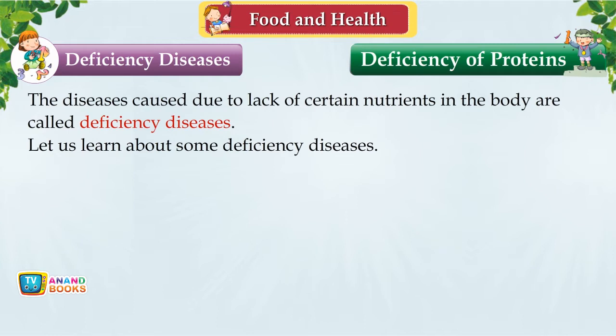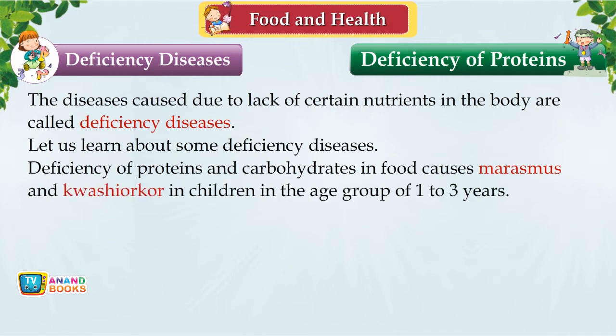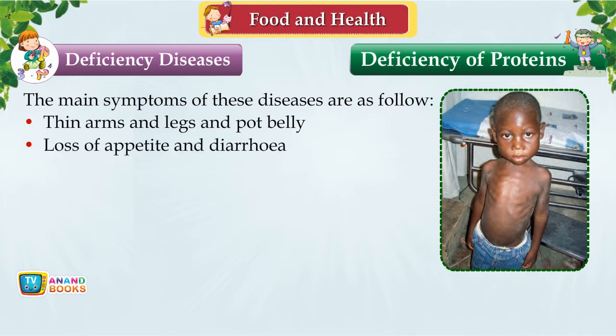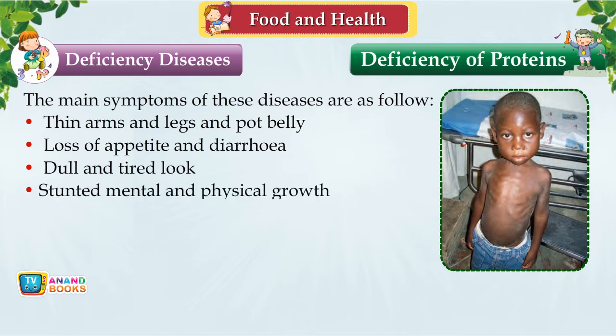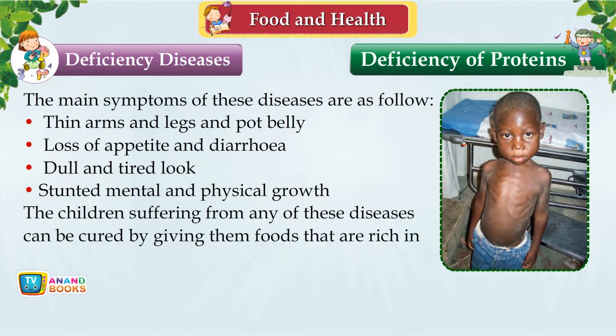Deficiency of proteins. Deficiency of proteins and carbohydrates in food causes marasmus and kwashiorkor in children in the age group of 1 to 3 years. The main symptoms of these diseases are as follows: thin arms and legs and pot belly, loss of appetite and diarrhea, dull and tired look, stunted mental and physical growth. The children suffering from any of these diseases can be cured by giving them foods that are rich in proteins and carbohydrates.